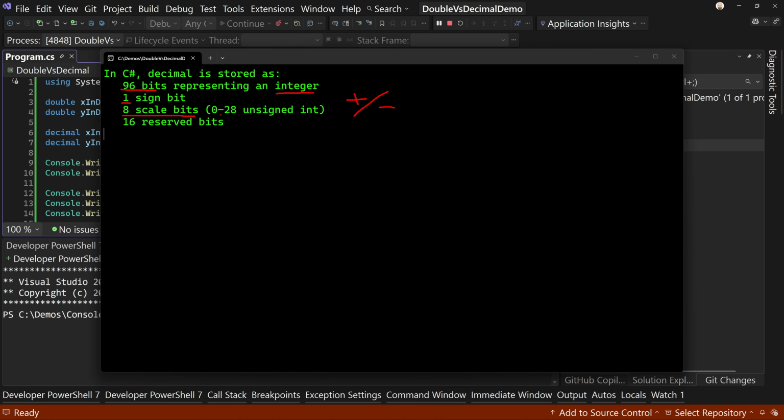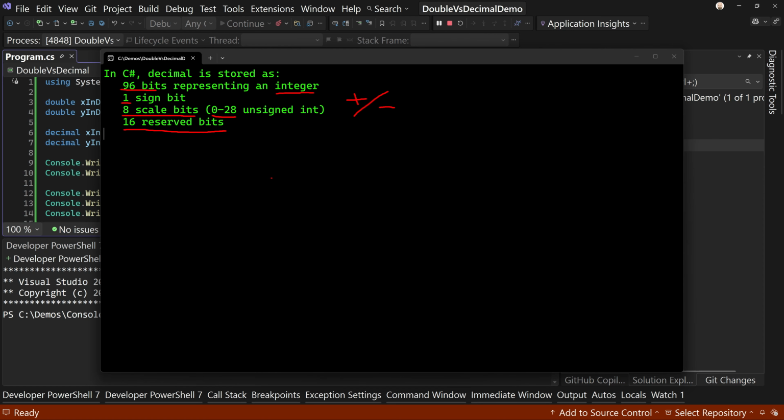So this is the scale. We're going to see that in just a minute. And the scale is from 0 to 28. This is how to move the decimal point around. And then finally, there are 16 reserved bits. So all of this adds up together to be our 128 bits. So I think actually I'm missing a couple of bits here. It's more than 16 bits. There's some extra. 16 plus all the rest. Okay, there's actually 2 different places of reservation.